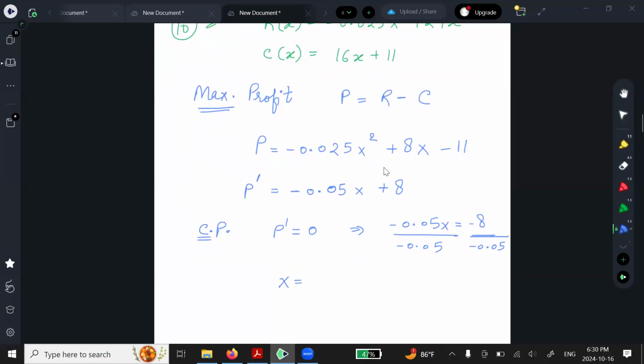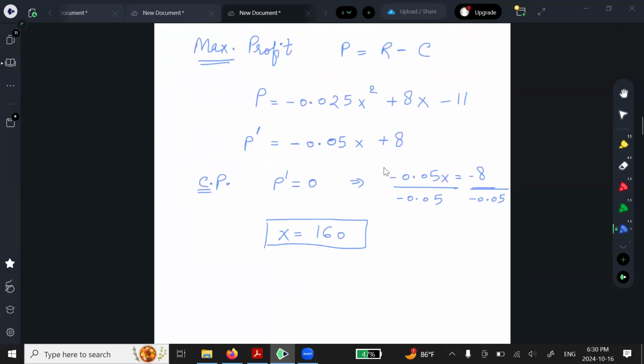Okay, what is x? 160. So that's the number that will maximize profit. What is the maximum profit? It is the profit when you sell 160 hats. I mean, plug it in here. I'm going to leave that for you. Okay.